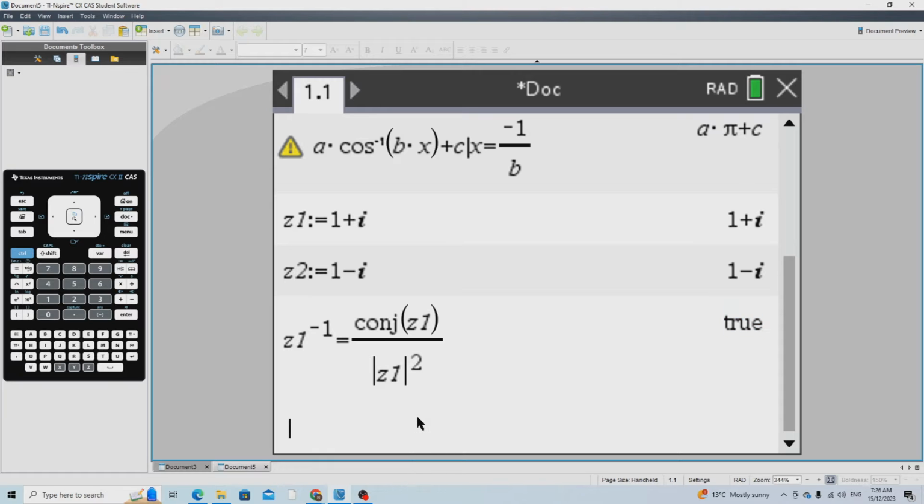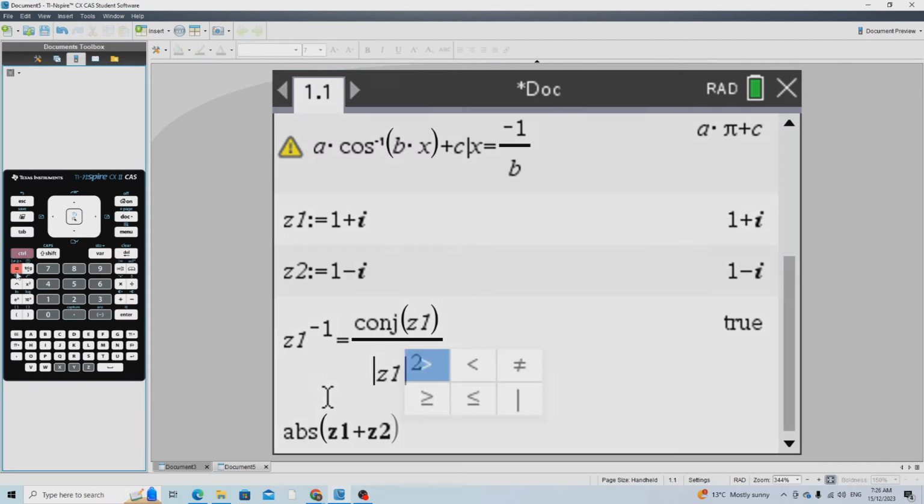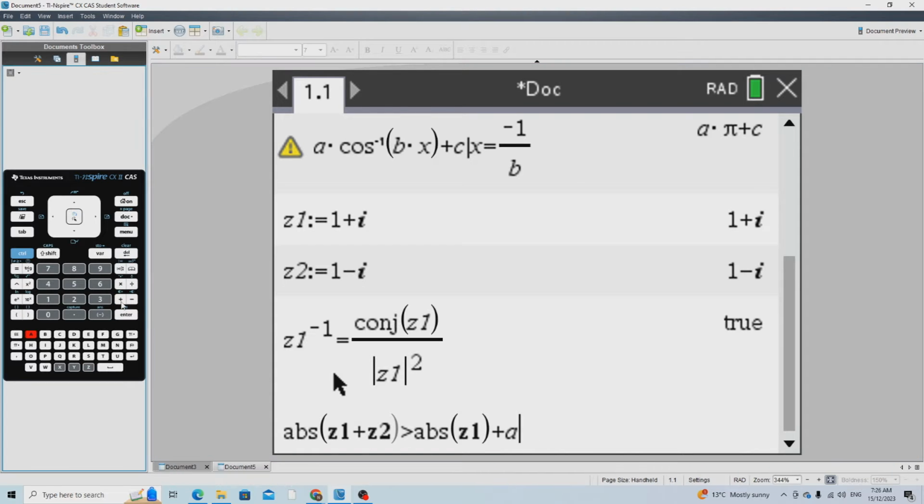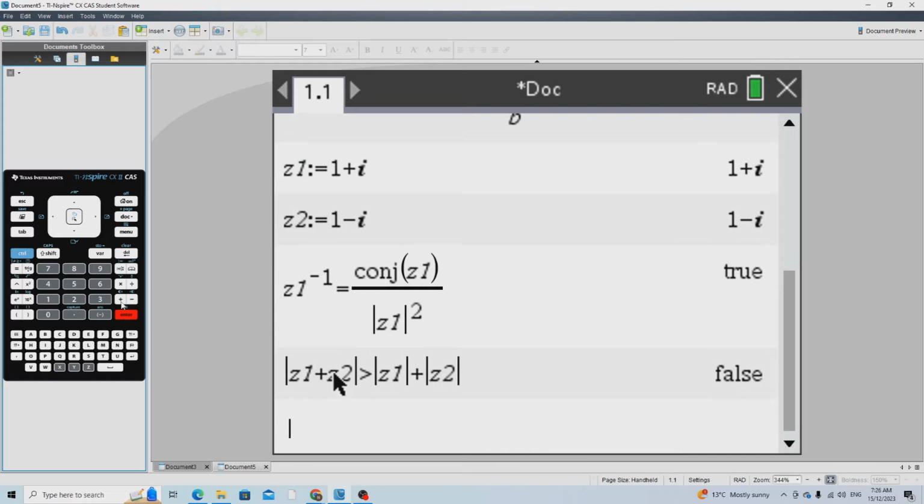Let's check B. B is saying that the absolute value of Z1 plus Z2 is greater than the absolute value of Z1 plus the absolute value of Z2, which is a false statement, so probably that's your answer. Let's check the other ones first. Let's make sure to check the other ones.